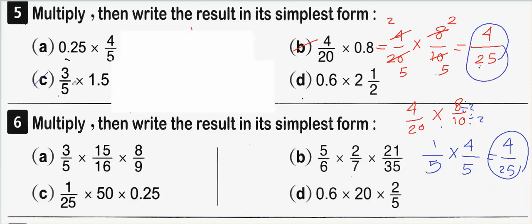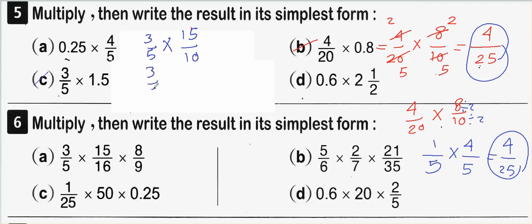Letter C, 3 over 5 times 1.5. 1.5, we can write the fraction as 15 over 10, because the point is after one digit, that means we can express it as a decimal number with denominator 10. So 3 over 5 times 15 over 10.